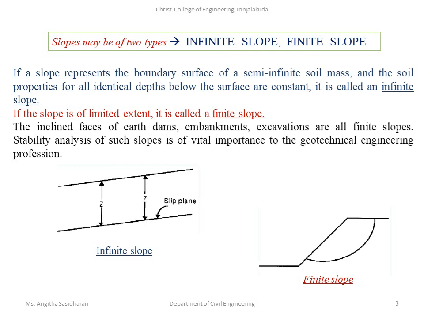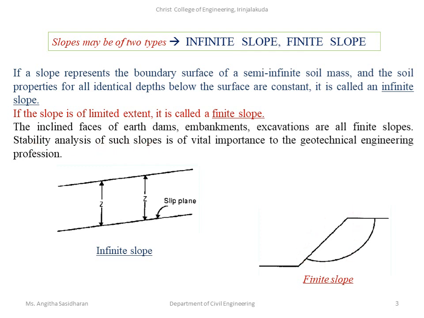And if the sloping portion is of limited extent, then it is called a finite slope. What is an example of a finite slope? There are many: the inclined faces of earth dams, embankments, excavations, all these come under finite slopes because their extent is very limited. So such a slope is called a finite slope. We are concerned about the finite slopes.